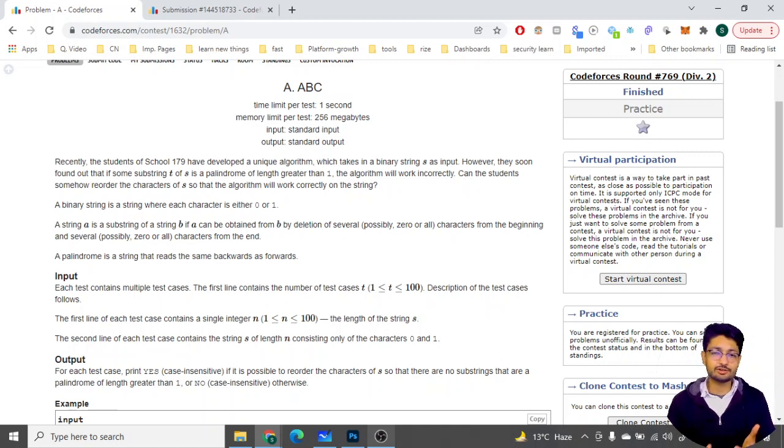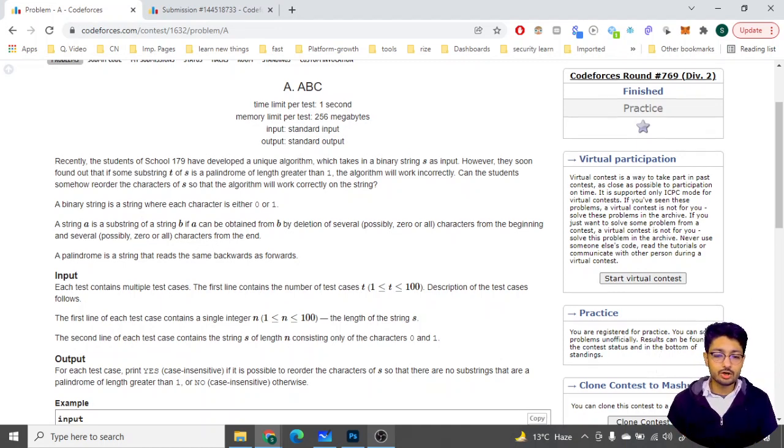so that there is no palindrome of length greater than or equal to 1. If you can somehow reorder it and convert it to a string so that there is no palindrome of length greater than 1, then the answer is yes. Like you can do that, yes, or the answer is no, that you cannot do that.